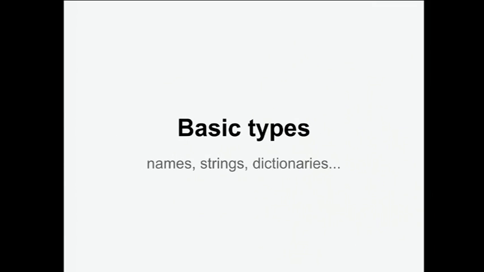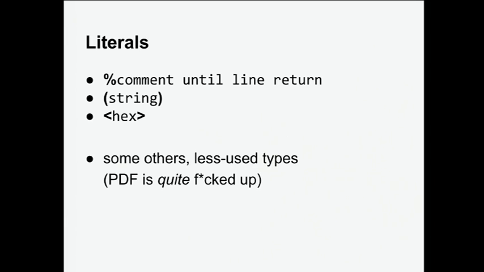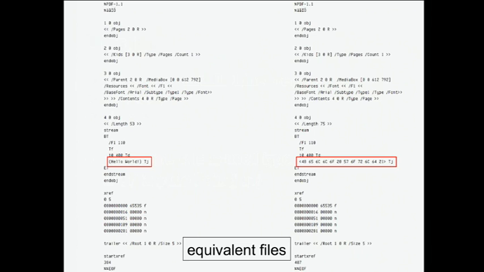Now let's go into details about the basic types to understand it better. First, a comment: even though there can be binary, it's still parsed as text initially. So if you have a %, then it's a comment until there is a line return, and Windows or Unix line returns are tolerated. Then this is a syntax coming from PostScript. This means it's a string between parentheses, and this is hex. And now there are other types less used, but I won't mention them for the sake of simplicity.